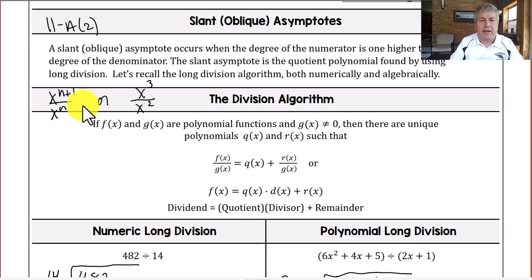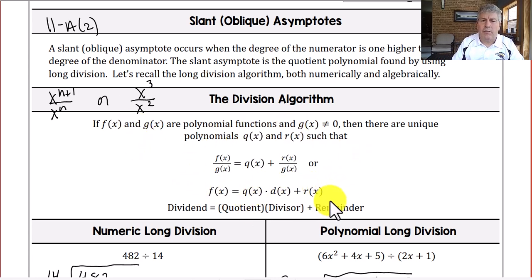First, though, a slant asymptote: we've got 1 degree higher in the numerator than the denominator. So over here on the left, you might see that as x raised to the n plus 1 over x to the n. A lot of times, for our purposes, we'll have x cubed over x squared. So the numerator wins by just 1. So that's going to create a slant asymptote.